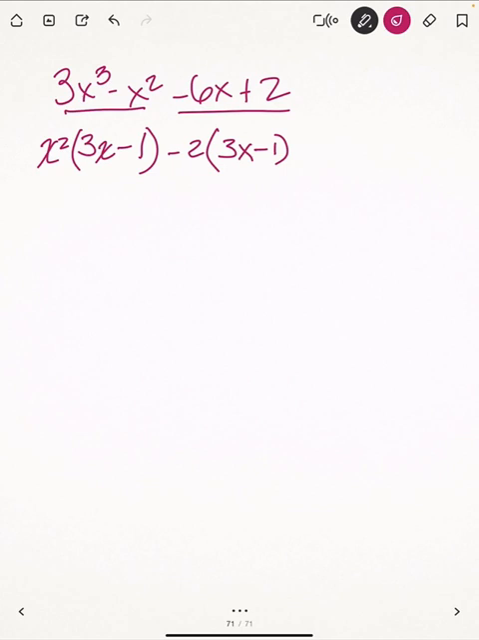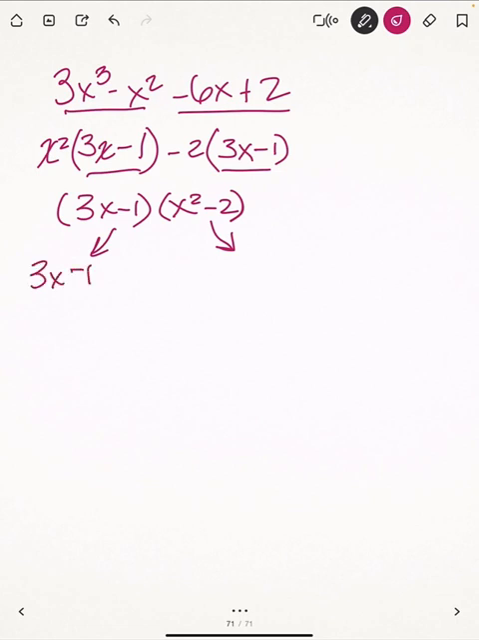So now we have the same thing in both parentheses. We're going to rewrite that as our first binomial, 3x minus 1. And then we're going to take the other two terms that were outside of them and create a binomial. In this case, we have x squared minus 2. So now we have two binomials, and to solve them or find our x-intercepts, we're going to set both of them equal to 0. So the first one is 3x minus 1 equals 0, and the other one is x squared minus 2 equals 0.